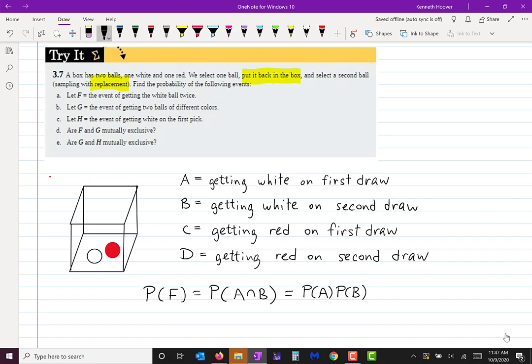Now, what are those two probabilities? So you're going to reach in that box and take out a ball without looking. What's the probability that you get a white ball? The answer is 1 out of 2, or 1/2. Okay, what's the probability of getting a white ball the second time? Well, it's the same setup, and so it's going to be the same probability, 1/2. And so what's our answer? Our answer is 1/4.